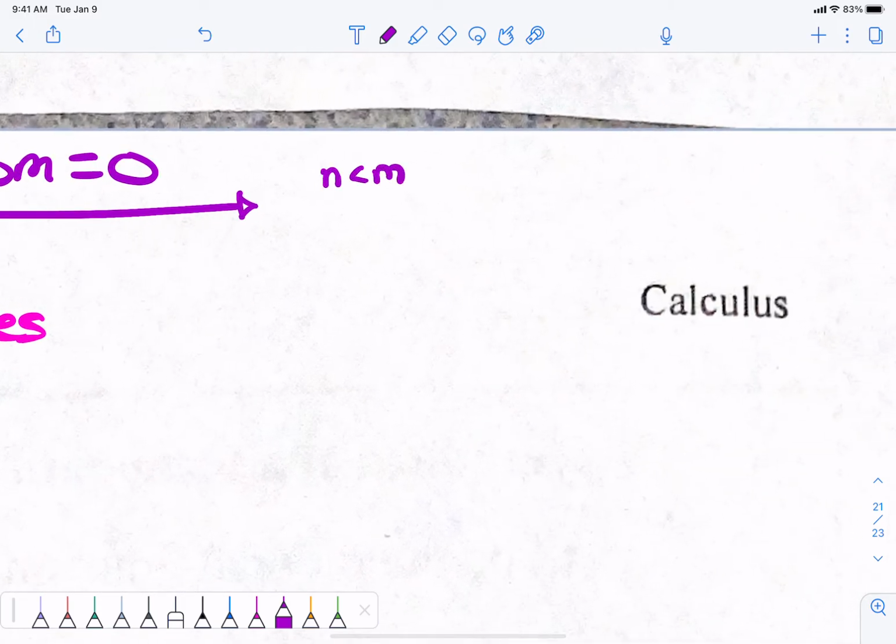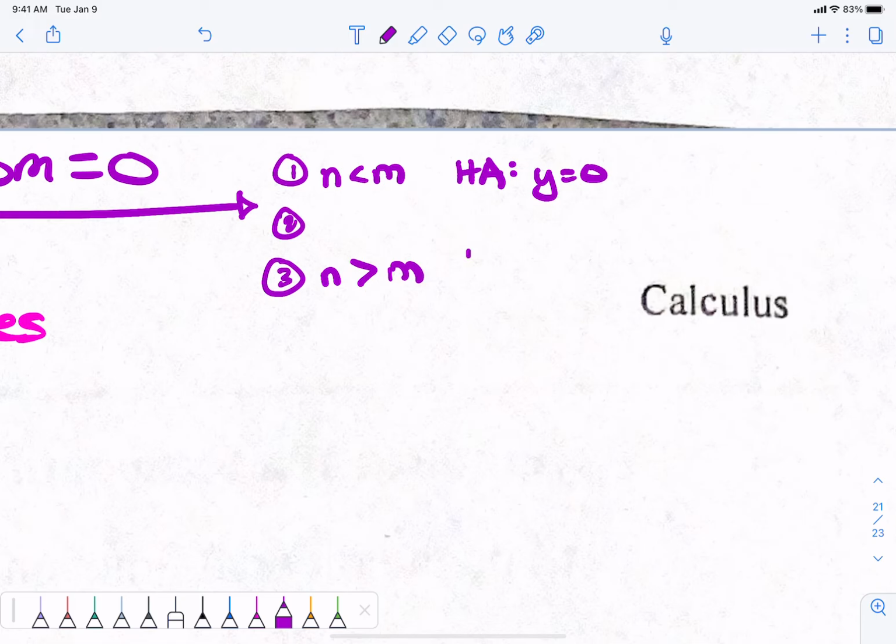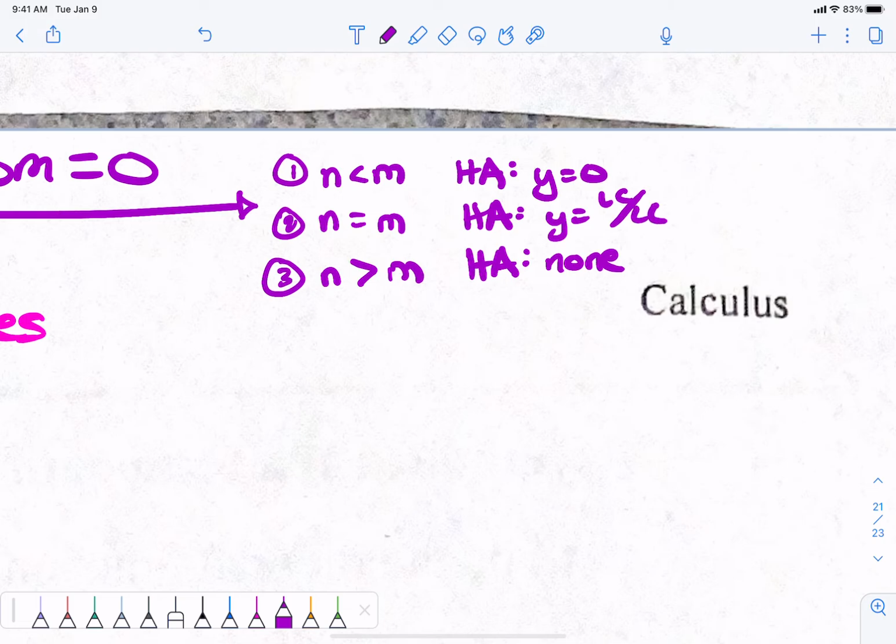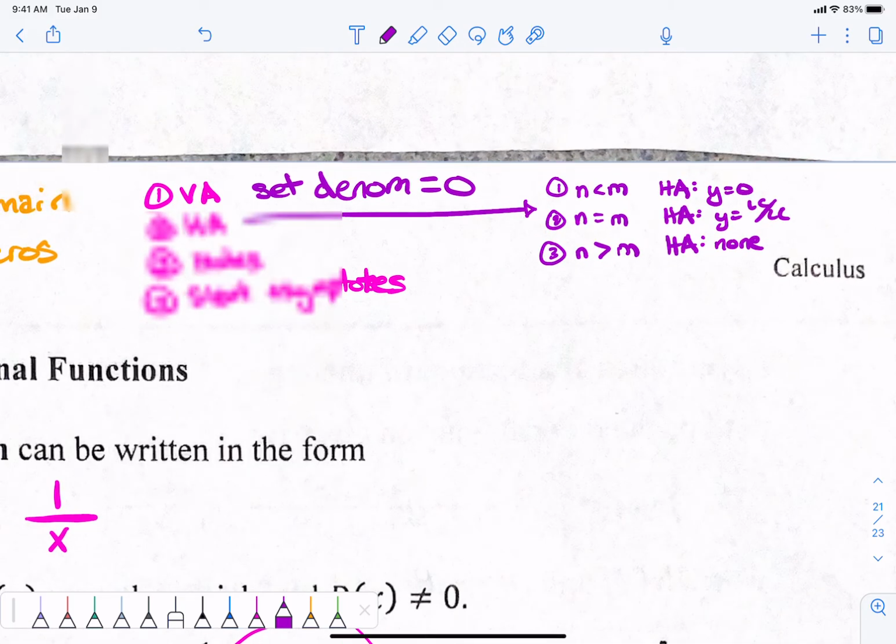If n is less than m, the HA is y equals 0. That's number 1. Number 3 says if n is greater than m, the HA is none. And number 2, if n is equal to m, the HA is y equals LC over LC. Okay, so there's my little cheater rule. So I'm putting everything at the top of the first page. VA: set the denominator equal to 0. HA: those are the 3 rules. That's what tells you where the horizontal ones are located. Good?